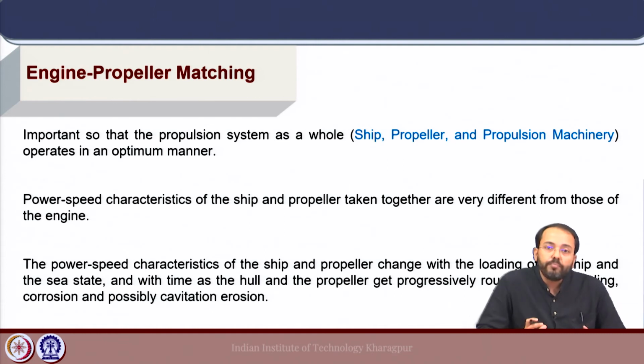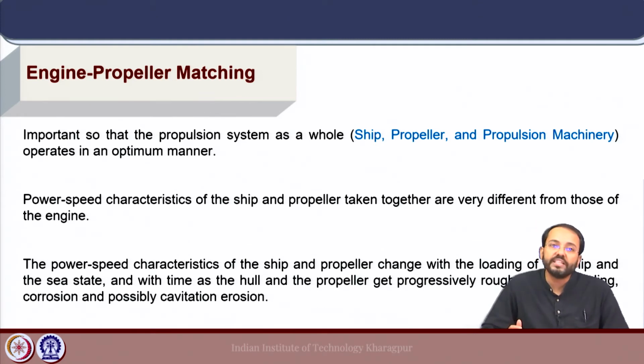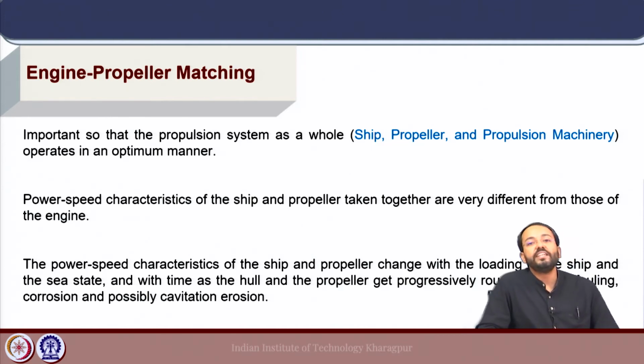Now, if we come to the main discussion of this lecture, which is about engine propeller matching, it is very essential for the propulsion system, which includes the ship, the propeller as well as the propulsion machinery, to operate in an optimum manner. So, the matching of the engine with the propeller is very important here. In the hull propeller interaction, we have seen that the propeller design is very essential with respect to the specific hull design, and the stern design of the ship is also important for the propeller characteristics, because that defines the wake field into the propeller.